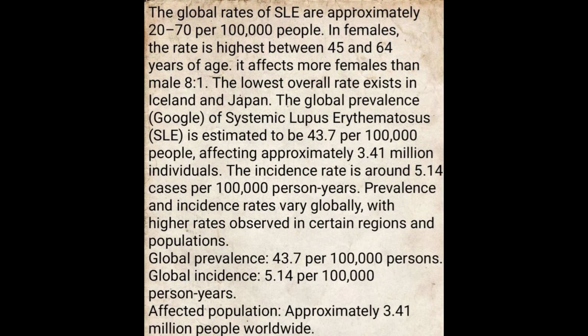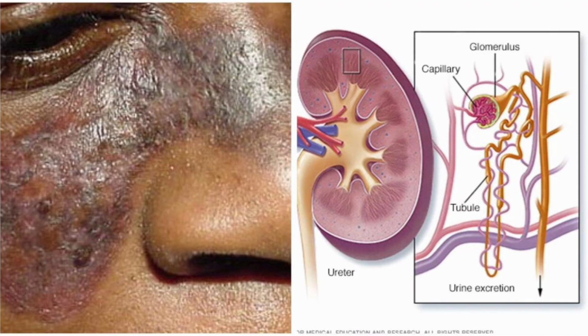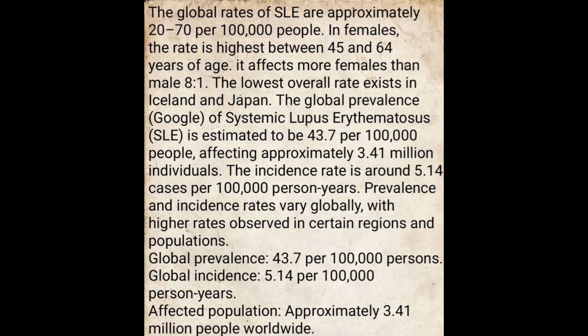The global rates of SLE are approximately 20 to 70 per 100,000 people in females. The rate is highest between 45 and 64. You could experience SLE from 15 years, even up to 40 years of age. It affects more females than males, ratio 9 to 1. The lowest overall rate exists in Iceland and Japan.